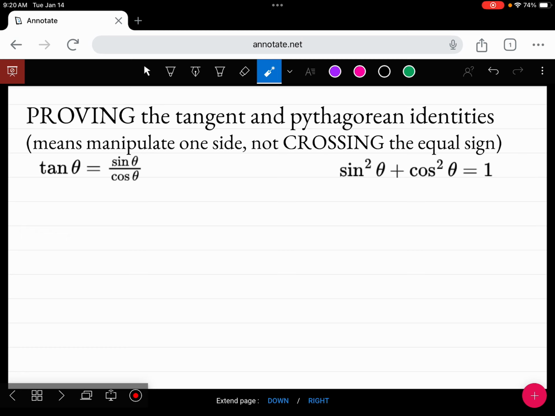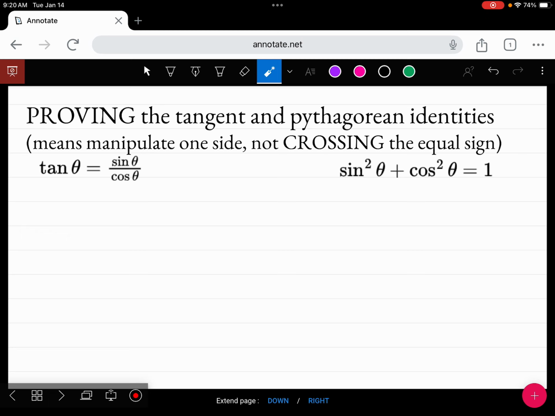So what we're doing when we say proving is we're manipulating one side. We're not necessarily crossing the equal sign. When we're verifying, when we're proving, we're not trying to cross the equal sign. I'm trying to manipulate one side to make it match the other side. So we're not crossing the equal sign, just playing with one side.